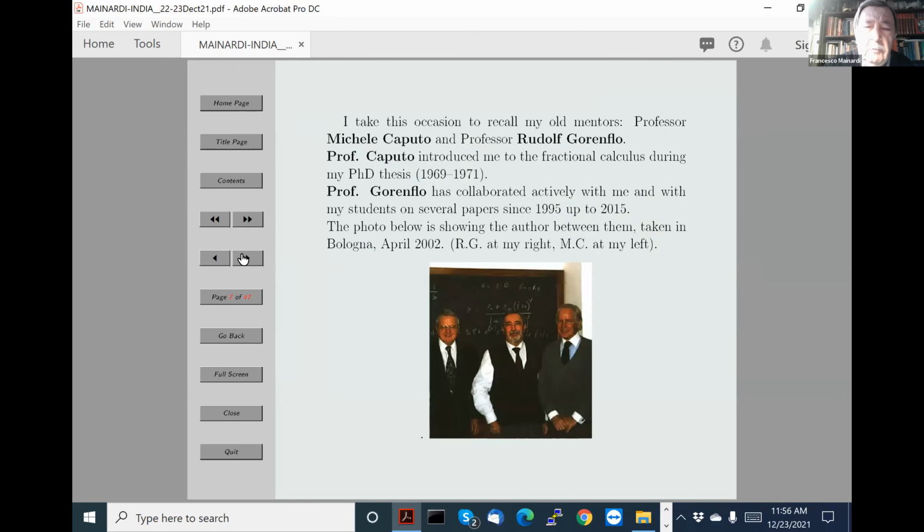Then I would like to thank again, it is typical for me to thank again, my mentors. Professor Caputo, who introduced me to fractional calculus during my PhD thesis, many years ago, but in particular, Professor Gorenflo, with whom we shared our love, if you can say, for the Mittag-Leffler function. In fact, I met him in Bordeaux in '94, and then from '95 up to 2015, we collaborated. The photo is very old, together in April 2002, when Caputo visited Bologna, and Gorenflo the same, many years ago, like 20 years ago.